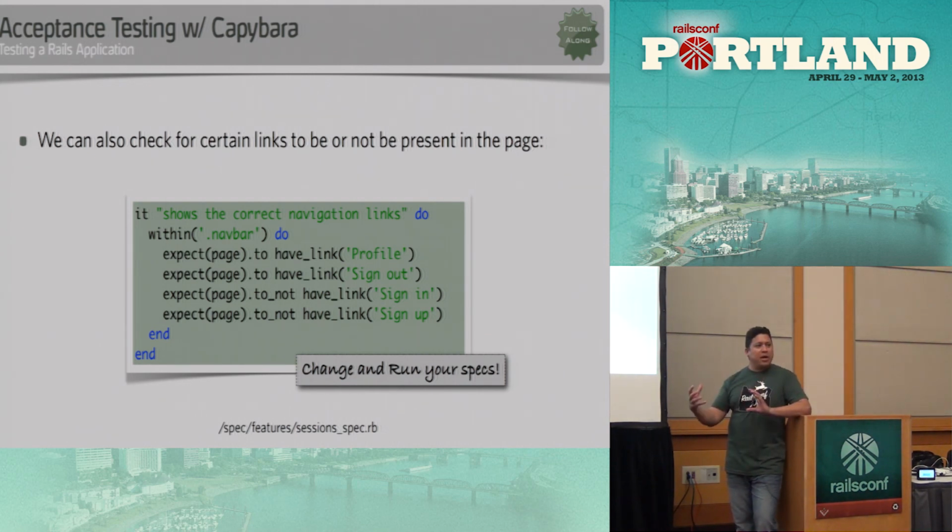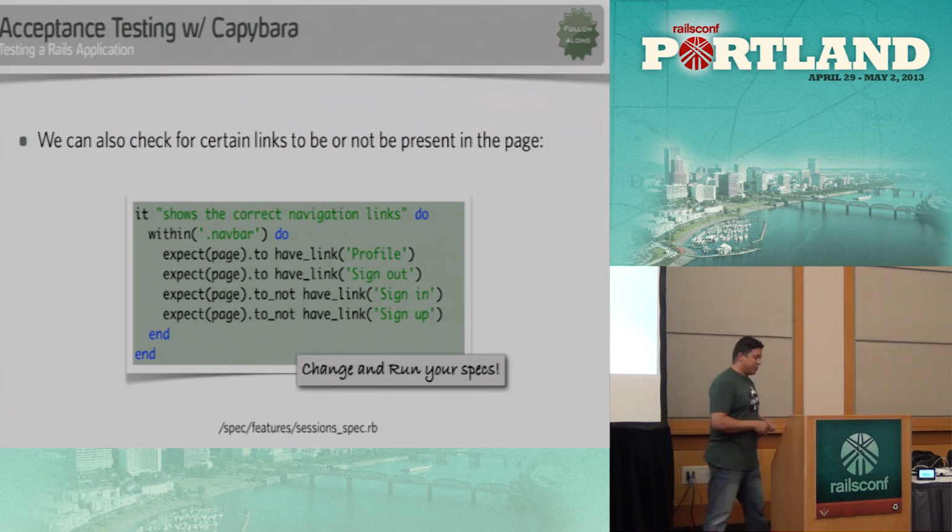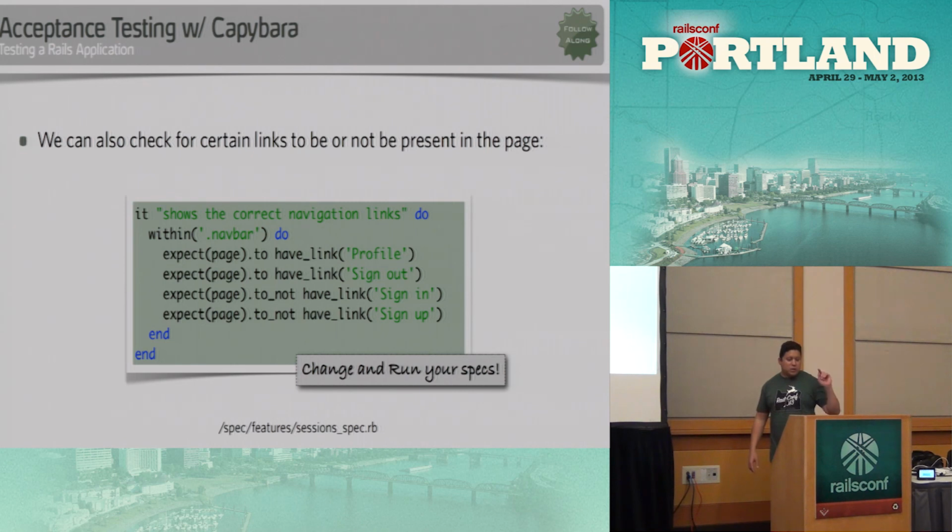within this navbar element. So you can use CSS selectors, and that's a very nice feature of Capybara and RSpec. If you're using jQuery every day, you're probably a ninja at dealing with CSS selectors. That knowledge translates directly to writing your Capybara test. So within my navbar, I'm expecting the page, but now that page is not the whole global page. It's just scoped to that navbar to have a link with the title profile.